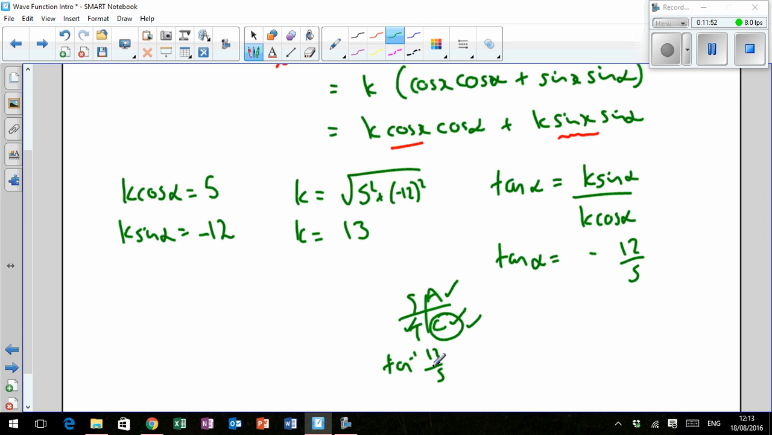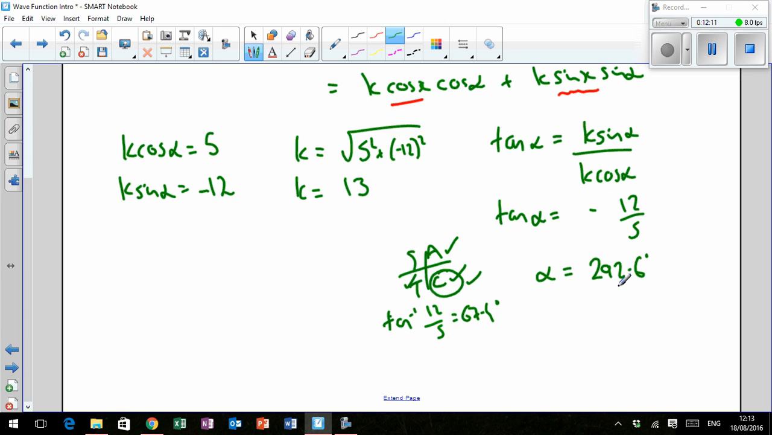Reset that. Is 67.4 degrees. So alpha is equal to 360 subtract 67.4 degrees, which is 292.6 degrees. Okay, and then just a little bit of housekeeping at the end. 5 cos x minus 12 sin x is equal to k cos x minus alpha, so k is 13 cos x minus 292.6 degrees.